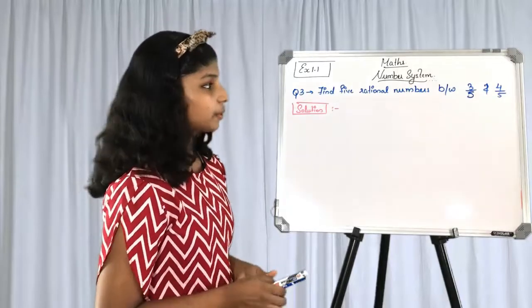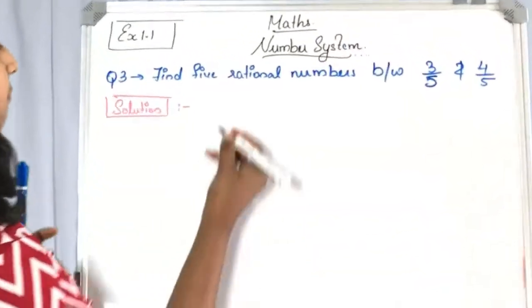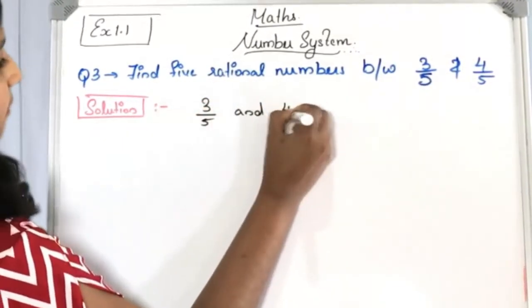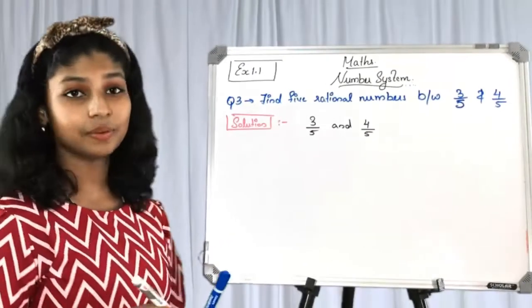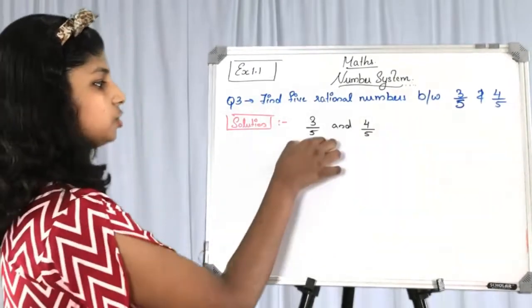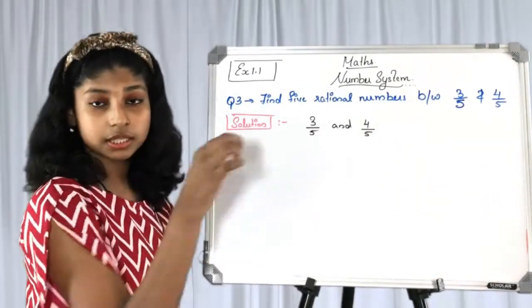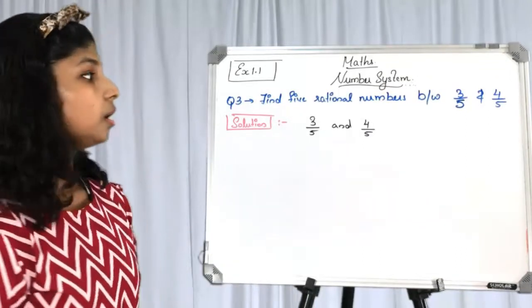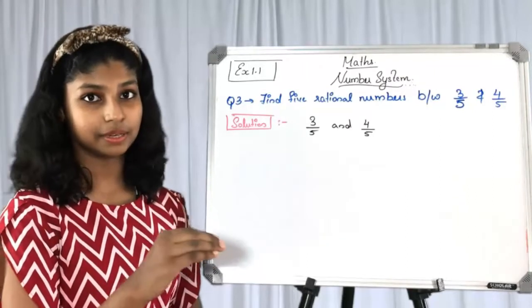Okay, here we have the question: find 5 rational numbers between 3 by 5 and 4 by 5. The first thing we have to check is whether the denominators are the same or not. Here the denominators are the same. So we have to find 5 rational numbers, right?